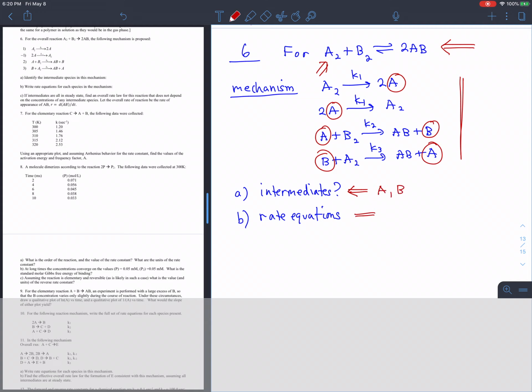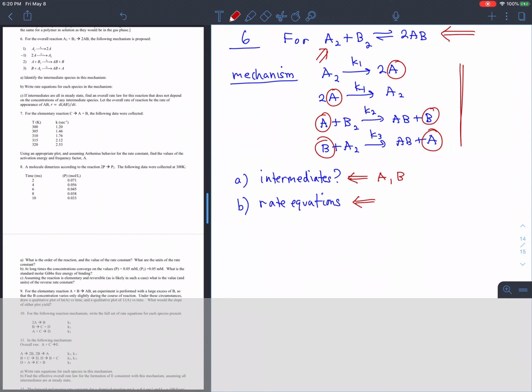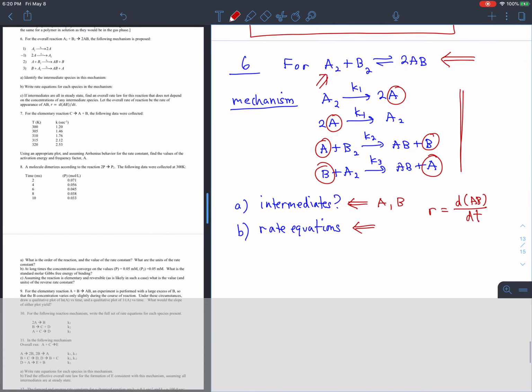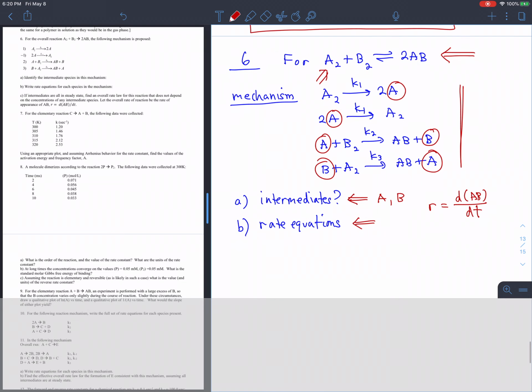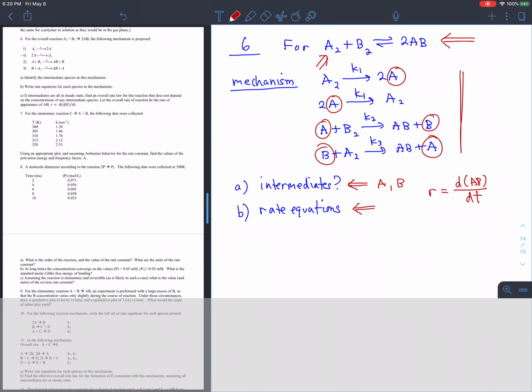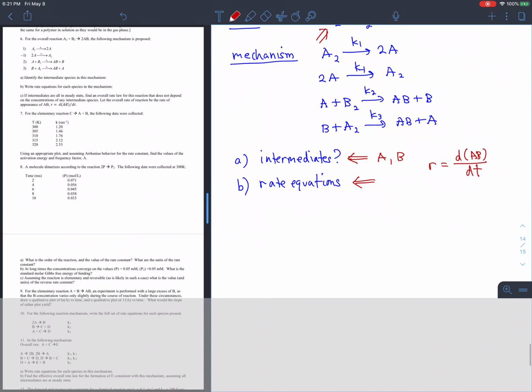Then we've got to write down all the rate equations. Then we're going to use the steady state approximation to finally get an overall rate equation for the production of AB, that's our final product, in terms of quantities that don't involve intermediates. So this is the standard mechanism analysis problem for this part of the class. First of all, let's go through this a little carefully, since though we have done some of these problems before, it still doesn't hurt to be a little careful.